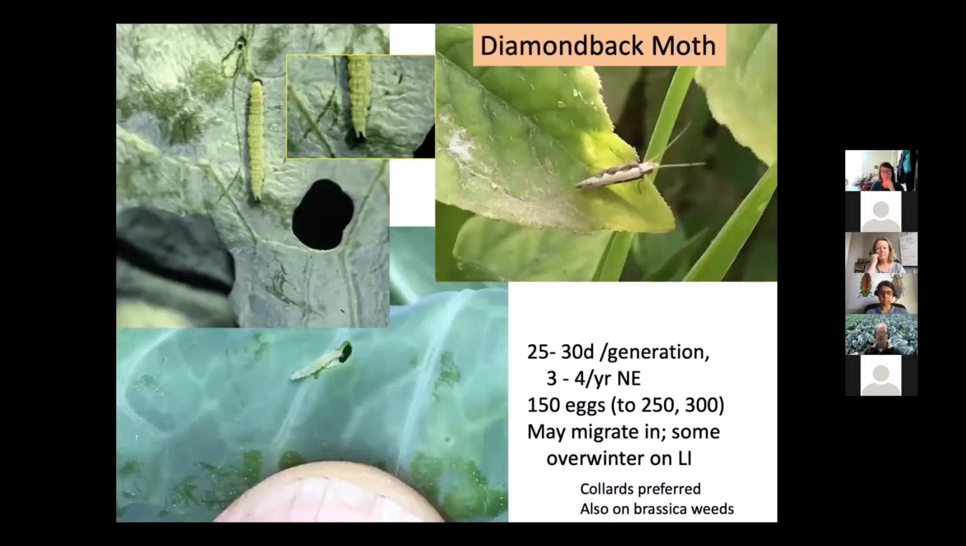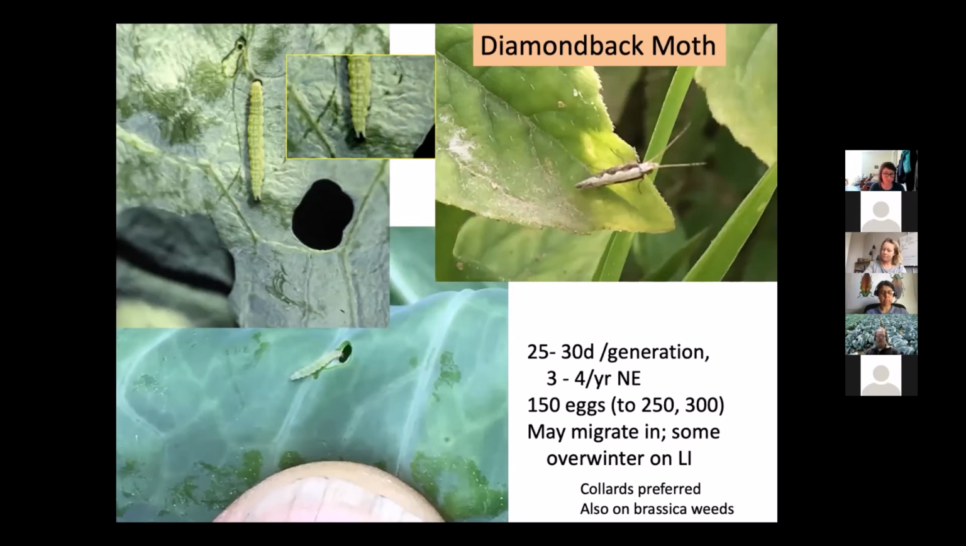Diamondbacks are probably the worst of the three that we deal with, and they tend to be more of a problem later in the season. But we had early season problems, and we've also had infestations of regrettably resistant diamondbacks that have been brought in on transplants from other areas. So you don't often know what they've been exposed to.